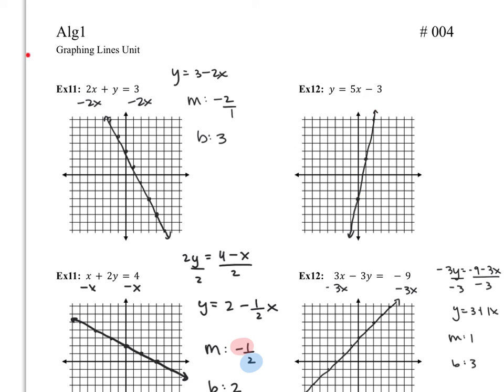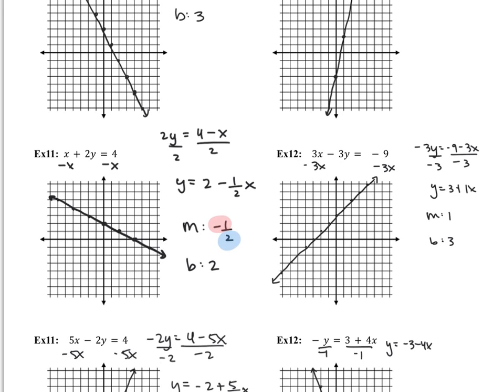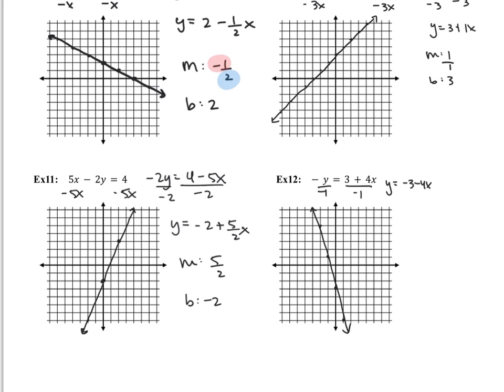On the next example, to get y isolated, we had to first subtract 3x from both sides, and then divide by -3, so y equaled 3 plus 1x. Started at 3 on the y-axis, and then a slope of 1 would mean to rise 1 and run 1, so up 1 over 1, and then we have a positive slope. Then on the next one, to get y isolated, we start by subtracting 5x from both sides, then dividing by -2, so y equals -2 plus 5 over 2x. Start at -2 on the y-axis, and then rise 5, run 2, and did that in both directions. As I read my line, it has a positive slope.